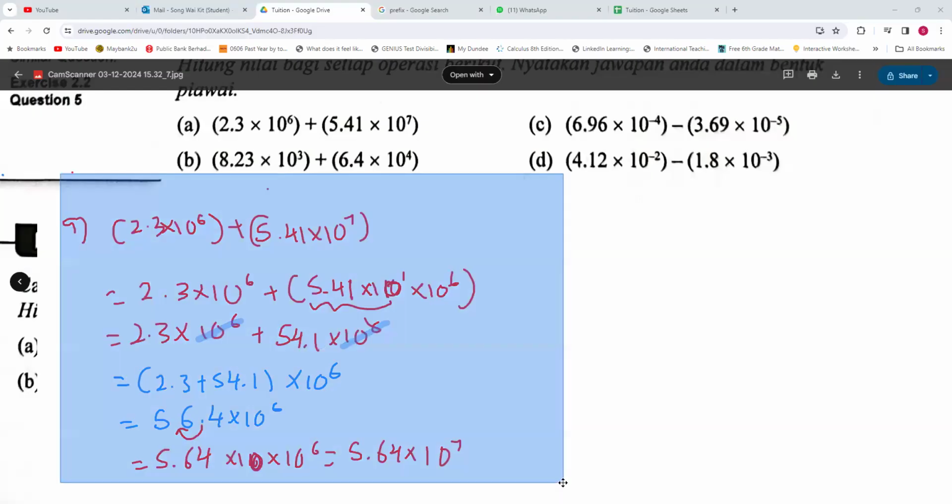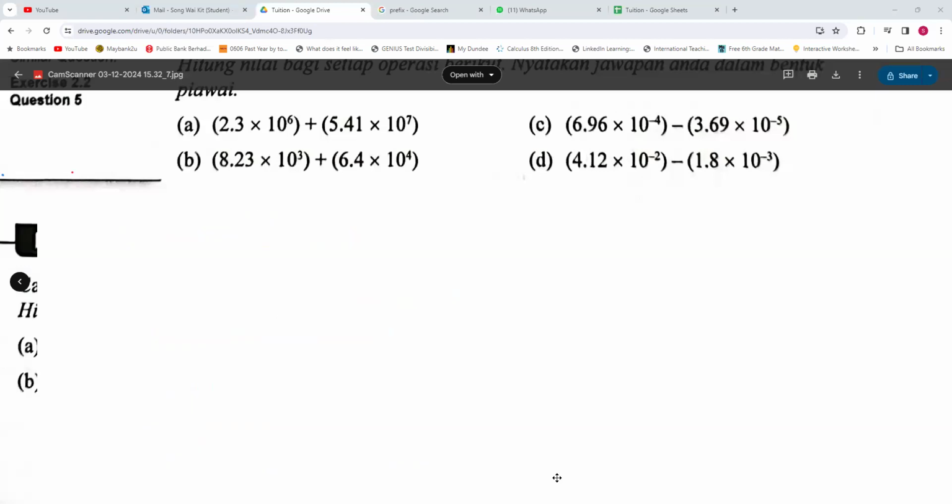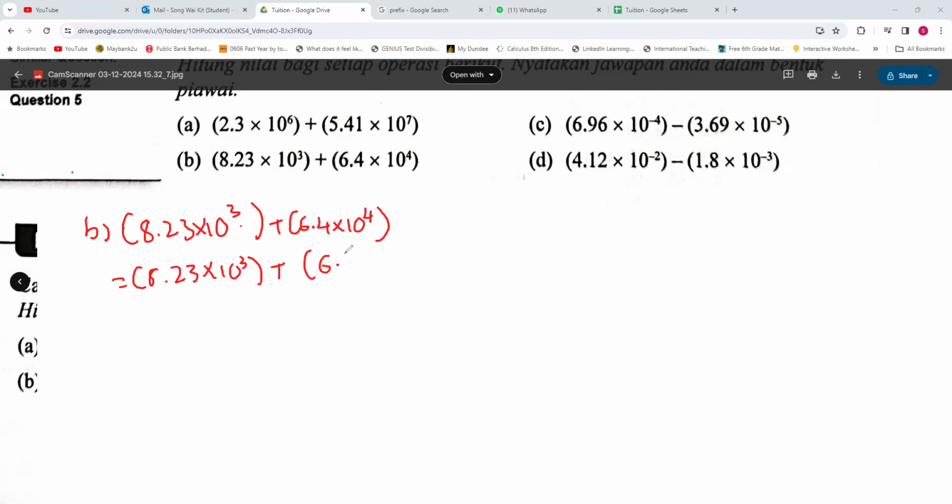We will now be proceeding to question B. So if you use the same logic as we've been using thus far, for B, I have two numbers here. 8.23 times 10 power 3. And 6.4 times 10 power 4. Okay, so bring that down to the lower number. So I'm going to change 4 into a 1 plus 3.